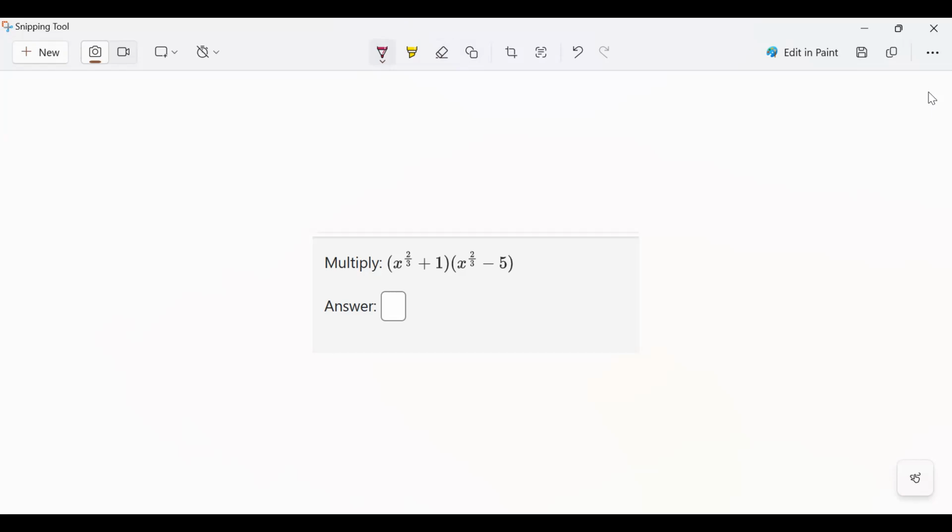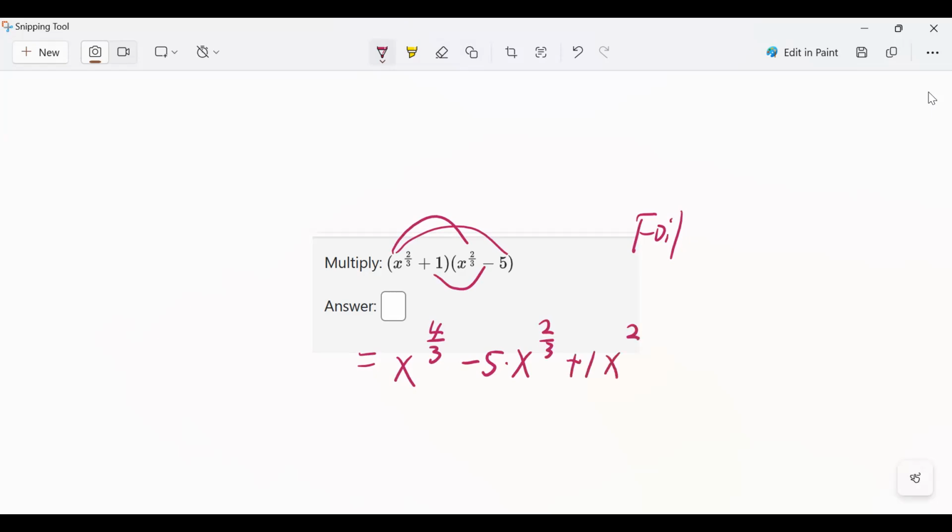So let's go over the solution. So we FOIL this. The first term: x^(2/3) times x^(2/3), adding 2/3 and 2/3, you get 4 over 3. And then the second term will be this x^(2/3) times -5, -5 times x^(2/3), and +1 times x^(2/3), 1 times x^(2/3). The last term is 1 times -5, it's -5.